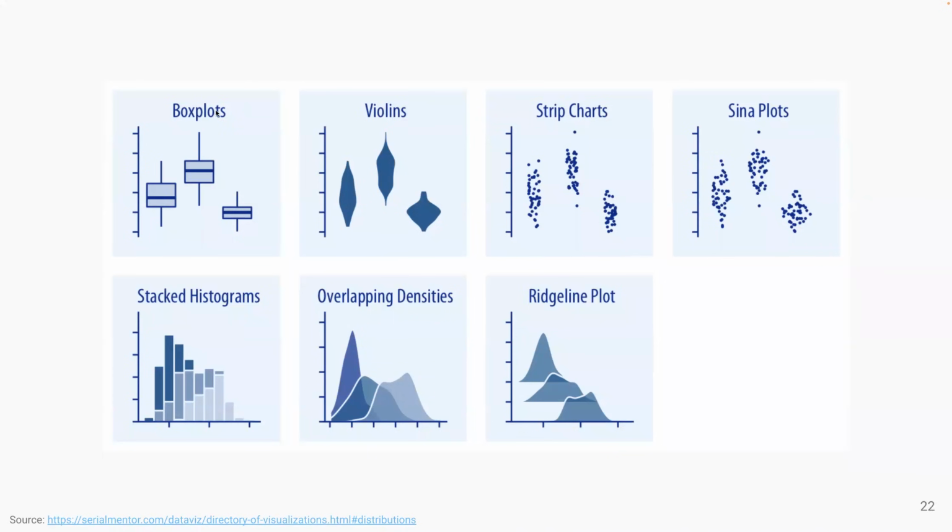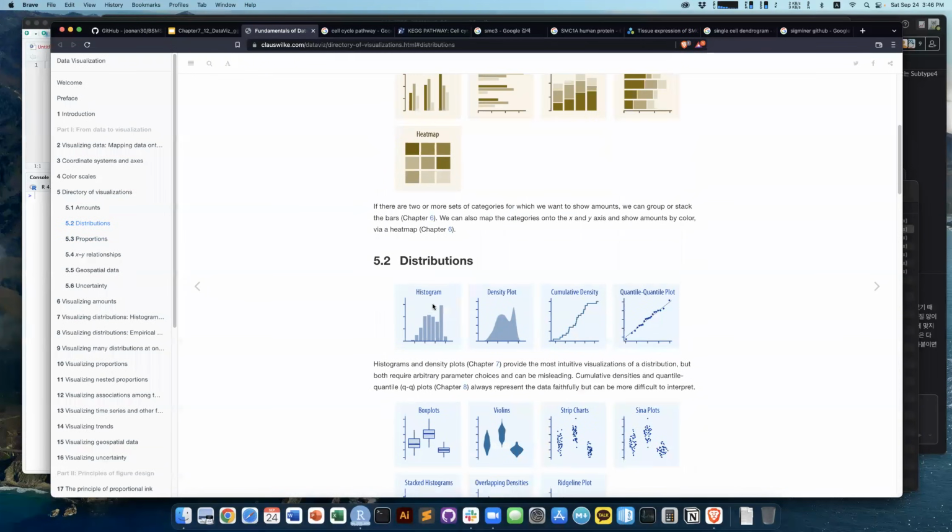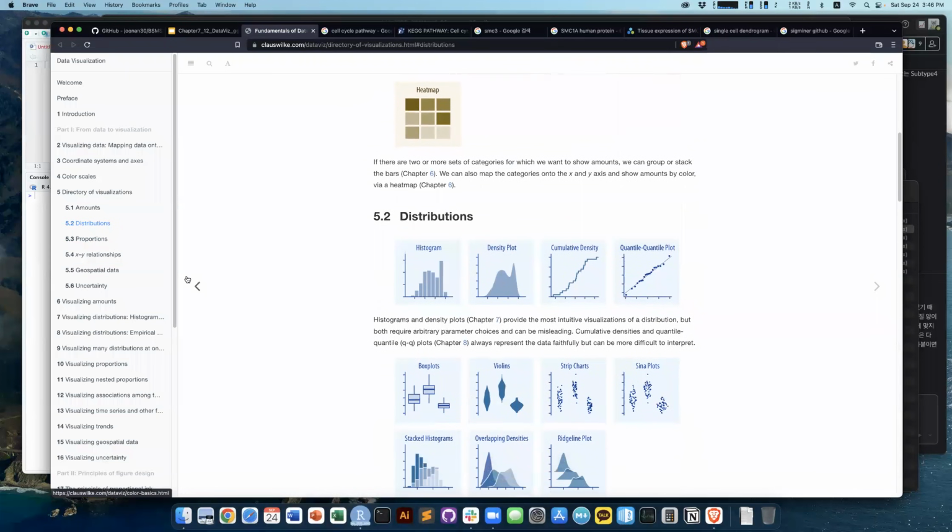Or you can use violin plots, or you can use the strip chart, you can use the sina plots. All of that information you can also use for distributions, right? I think you can use these plots for distributions, not just for the exercise, but also for your portfolio, because this is very useful to make.